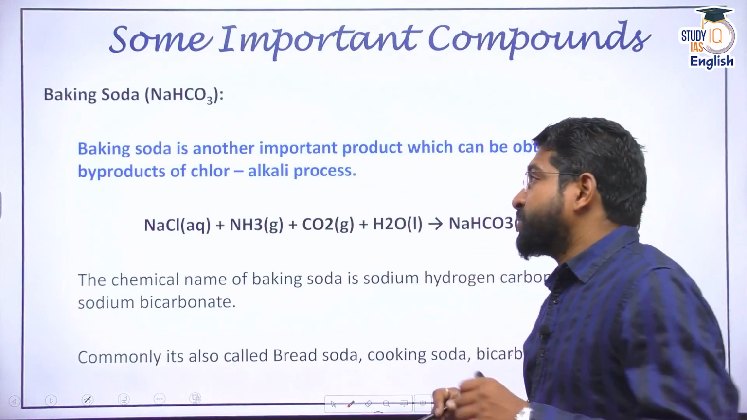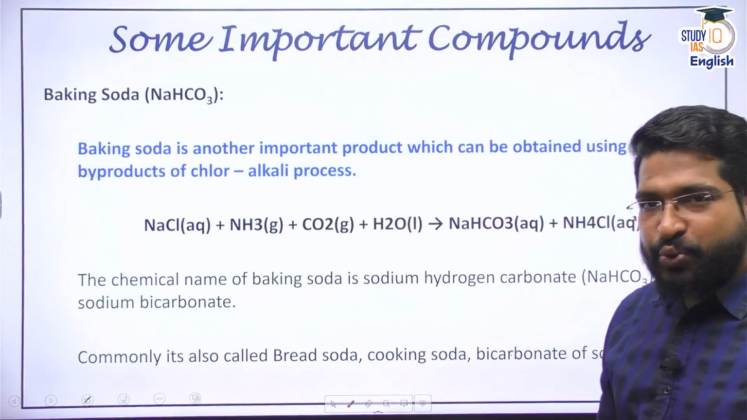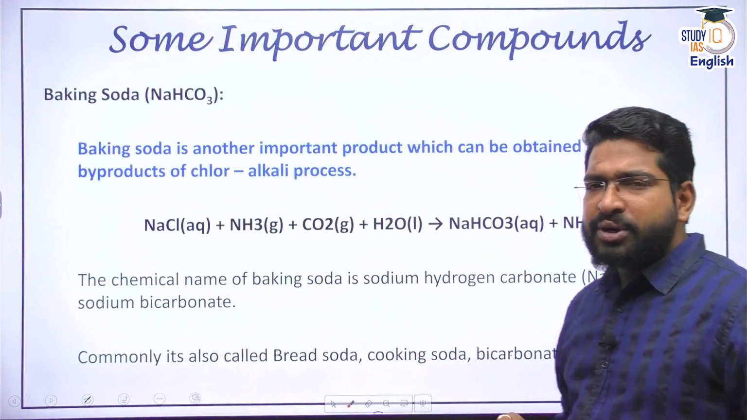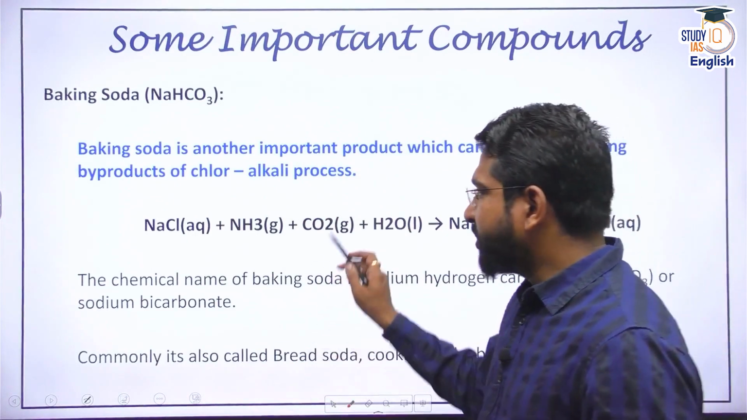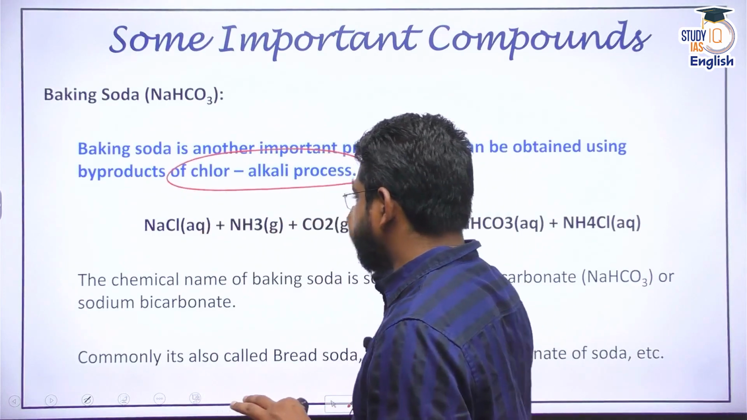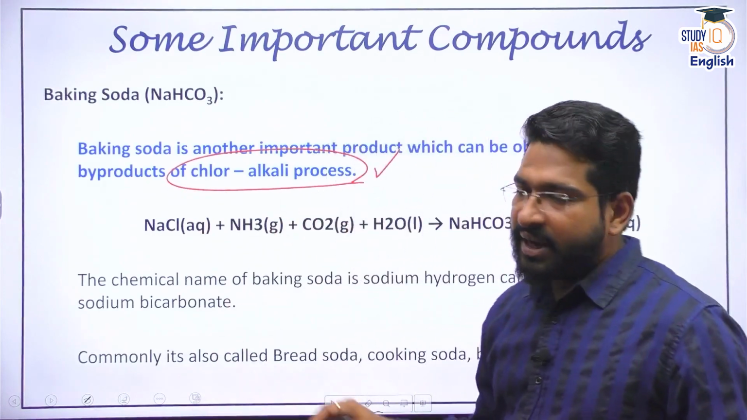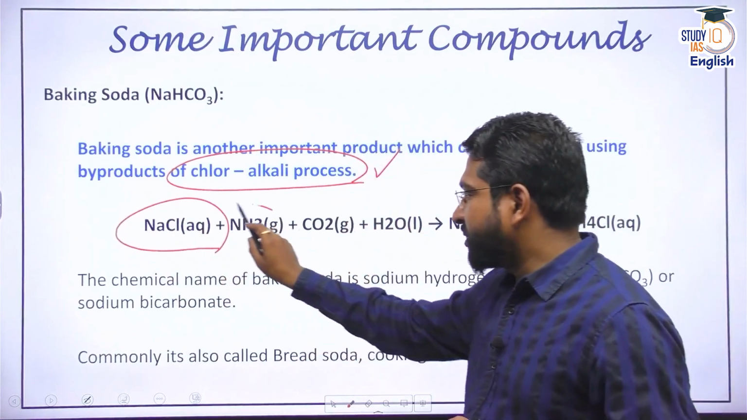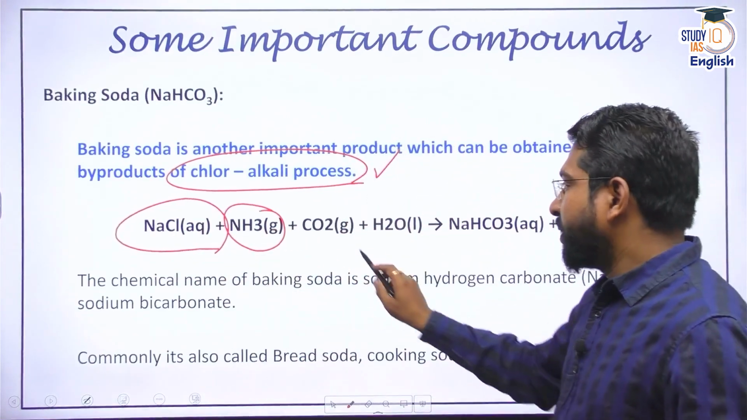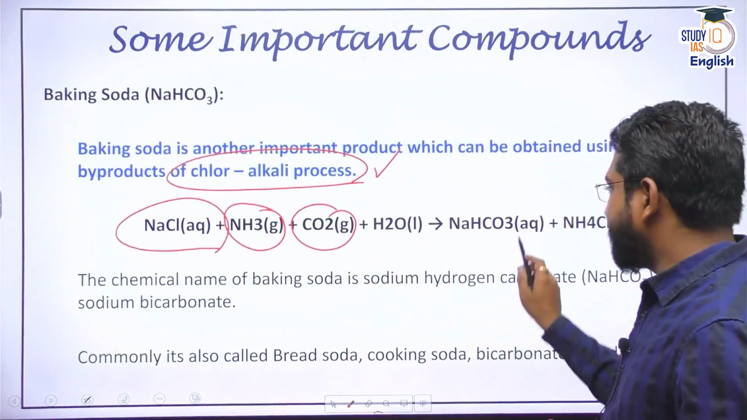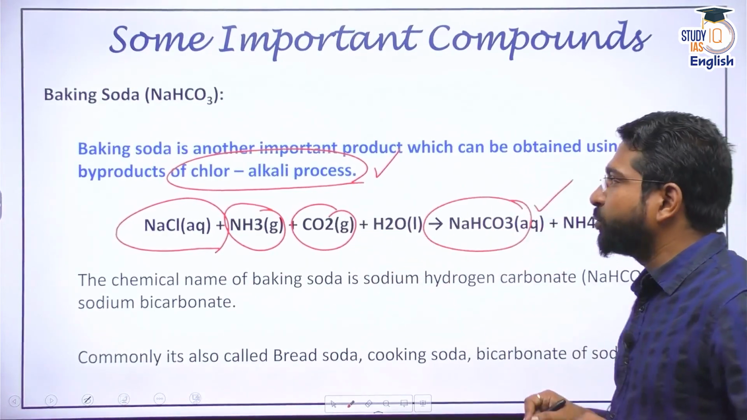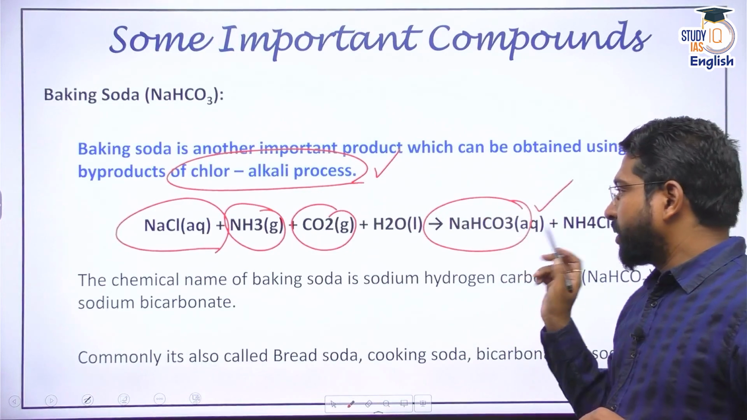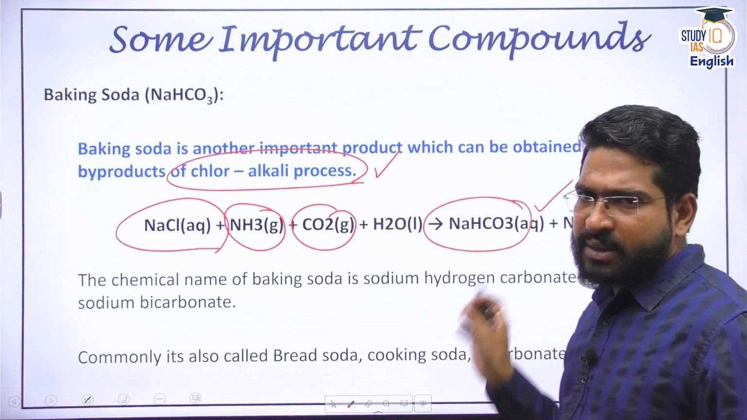Next, baking soda. Sodium hydrogen carbonate or sodium bicarbonate. Baking soda is a very important compound that we again get from another chlor-alkali process. How do we get it? We get it when brine solution, that is NaCl solution, is reacted with ammonia and carbon dioxide plus water, it leads to sodium bicarbonate. This is another chlor-alkali process where chlorine gas is formed. You have some other compounds also which are formed.